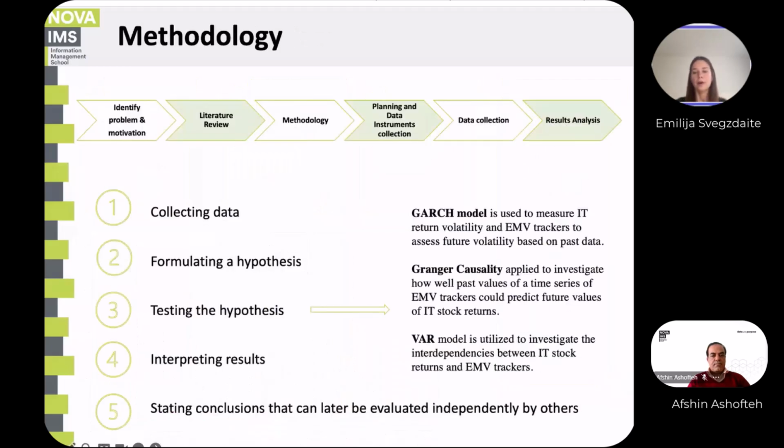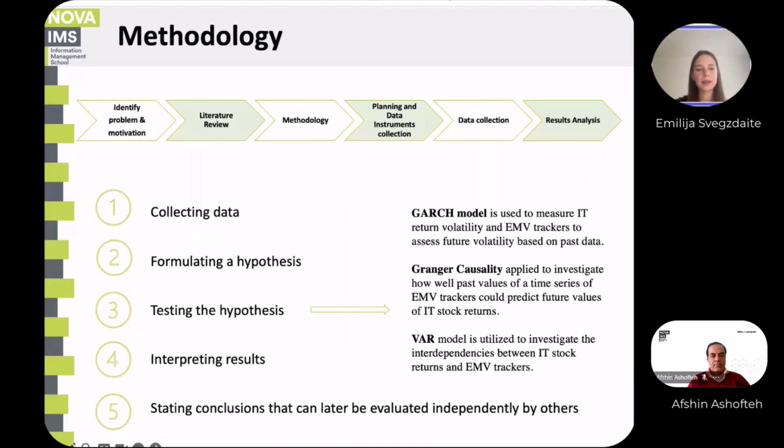For the methodology part, shortly about collecting the data. I analyzed monthly data from the S&P 500 IT sector, focusing on subsectors such as software, hardware, and semiconductors. The data was sourced from Yahoo Finance using the Python library.